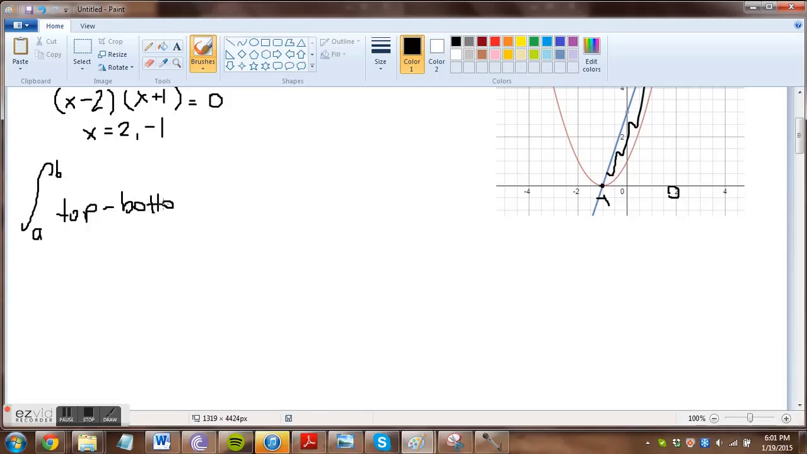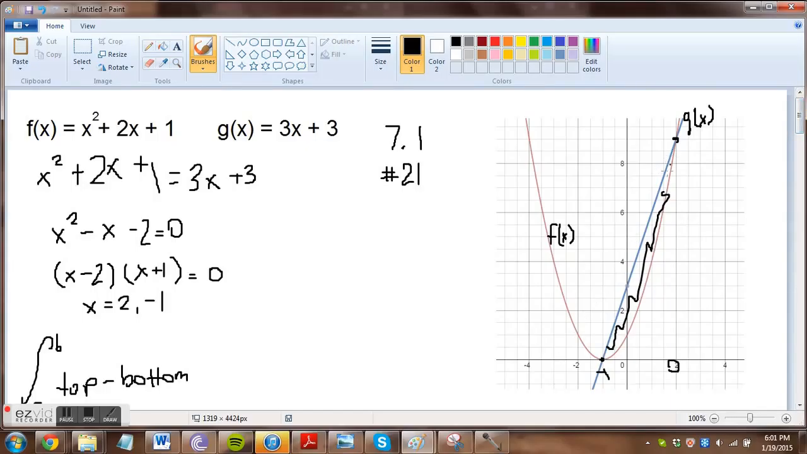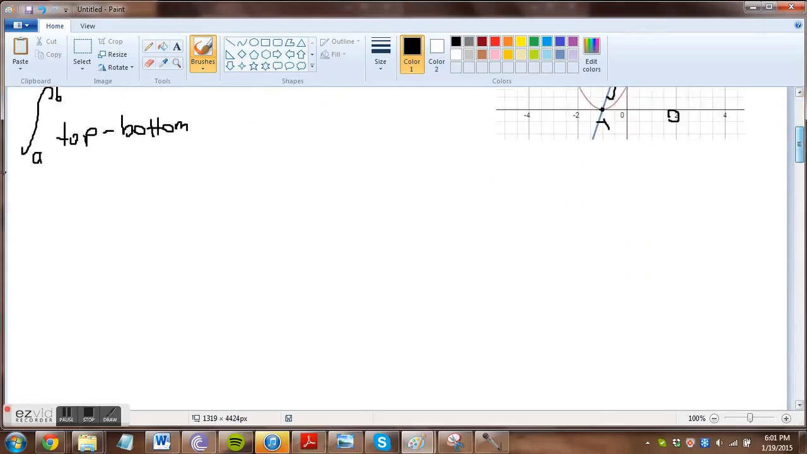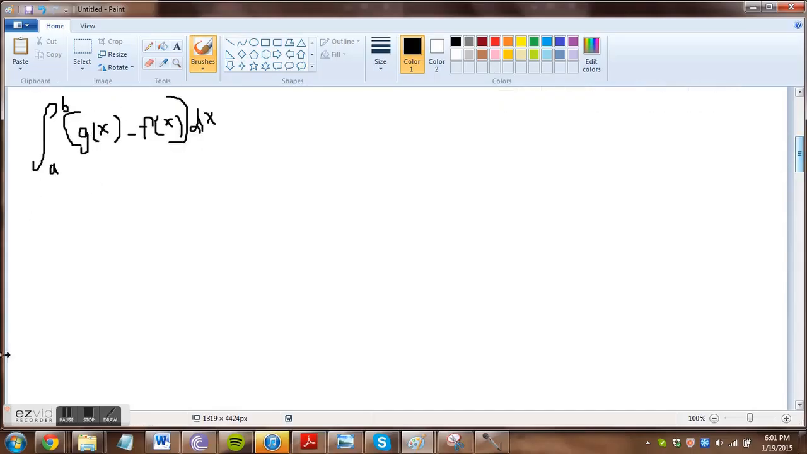So now, once we found our points of intersection, we can use the formula of the integral from a to b of the top function minus the bottom function. And when we look at our graph, we can see that the top function is the blue line and the bottom function is the red line, so g of x is the top and f of x is the bottom. So we can say the integral from a to b of g of x minus f of x dx.